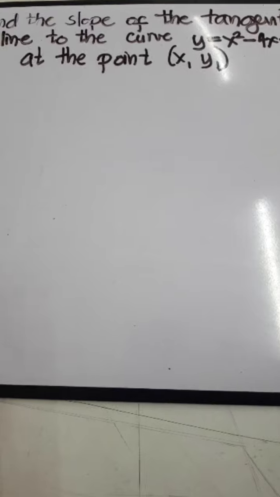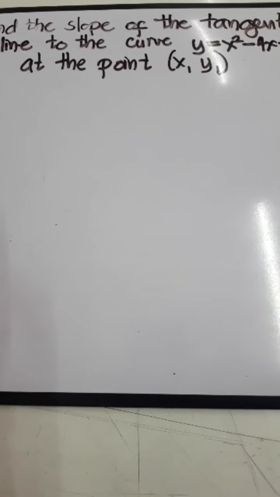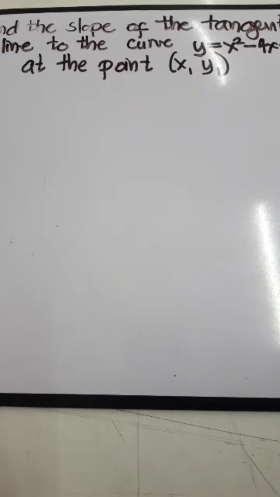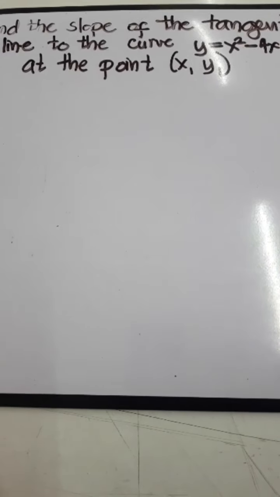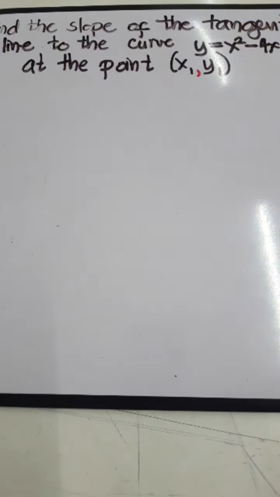So now we are going to have our examples. First example, we are going to find the slope of the tangent line to the curve y is equal to x squared minus 4x plus 3 at the point x sub 1, y sub 1. Okay?